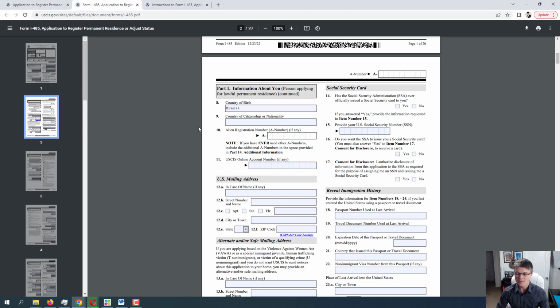Alien registration number. Now, if you are at this stage of the process, you know what the alien registration number is. Once you apply for some kind of immigrant status, you are issued this alien registration number, so just put it here. If you don't have one, if you don't know, whatever, you can always put not applicable, or just put none, or unknown if you really don't know. But most of the time you most likely are gonna have that alien registration number.